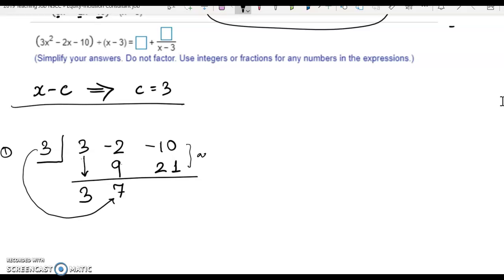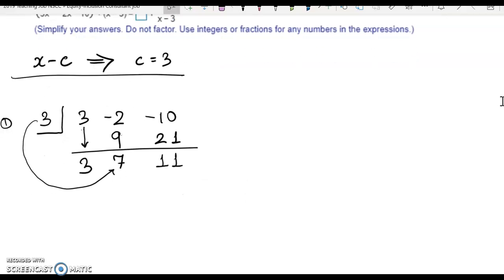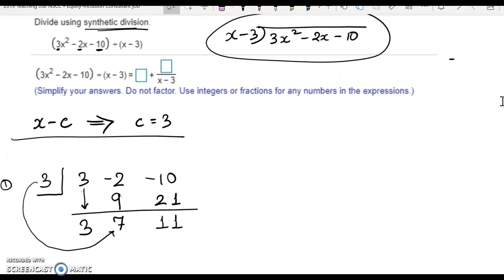Again, add these two. If we add them, what do we get? 21 minus 10, which is 11. Does it make sense? I hope it does. Okay, so that's it. It's solved. Our answer is right here.